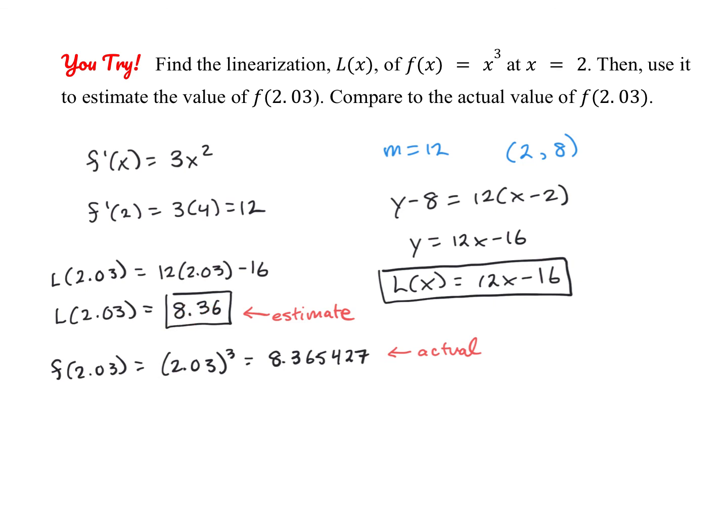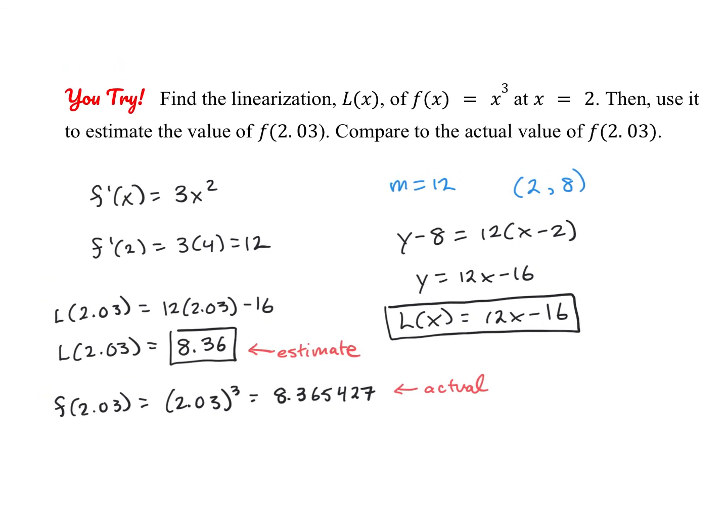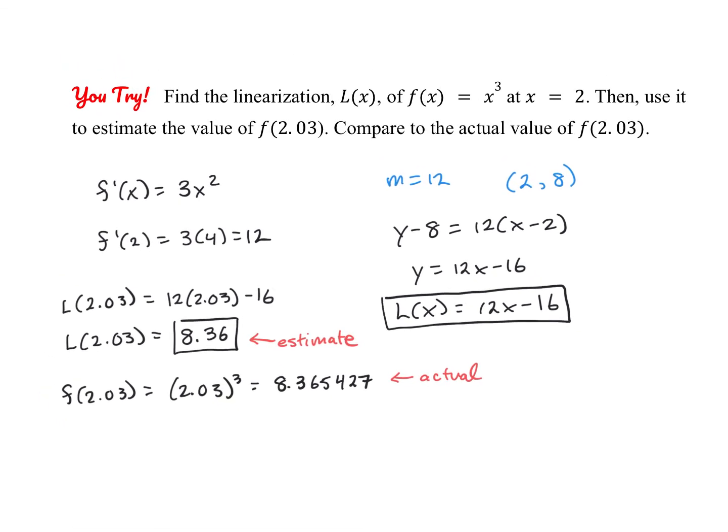And if you compare that again to the actual value of f of 2.03, we get this decimal approximation, which is extremely close to our estimate. So in this case, this linearization was a good way to estimate that value.